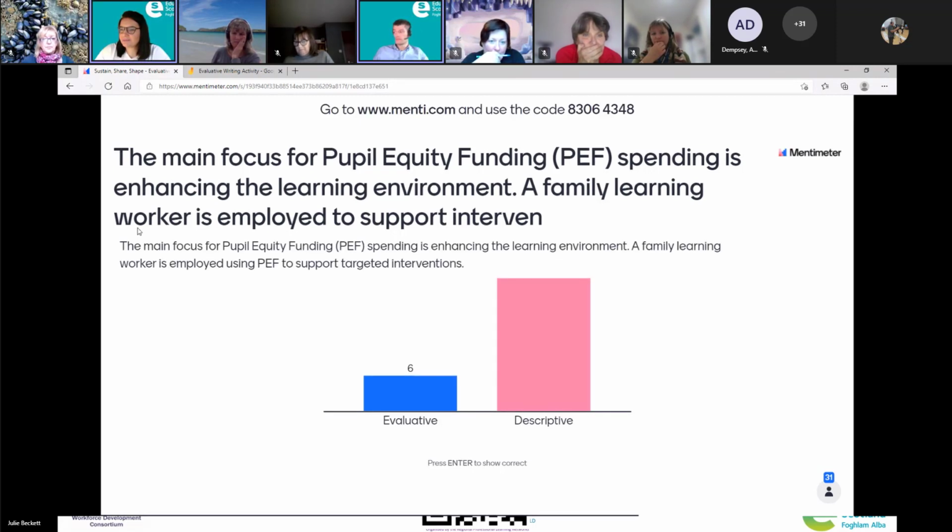That seems to be our votes slowing down now. And that one is descriptive too, because it's just describing what the PEF money is being spent on. So we don't know the impact of that in terms of the family learning worker or the impact on the learning environment. So that one is descriptive too.